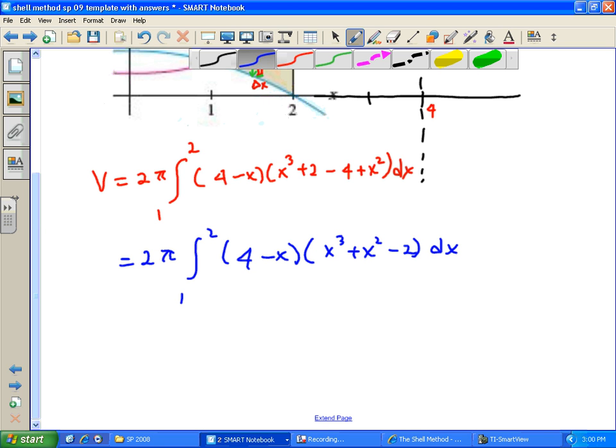And again, we could evaluate this. This one is going to be tedious. You have to multiply the binomial with the trinomial. It's not going to be difficult. It's just going to be messy.